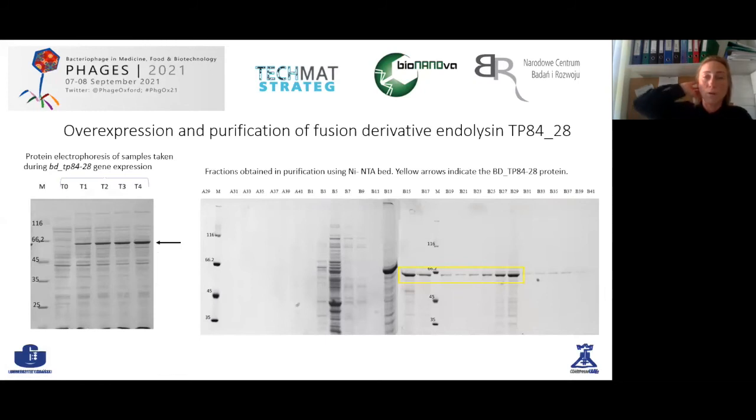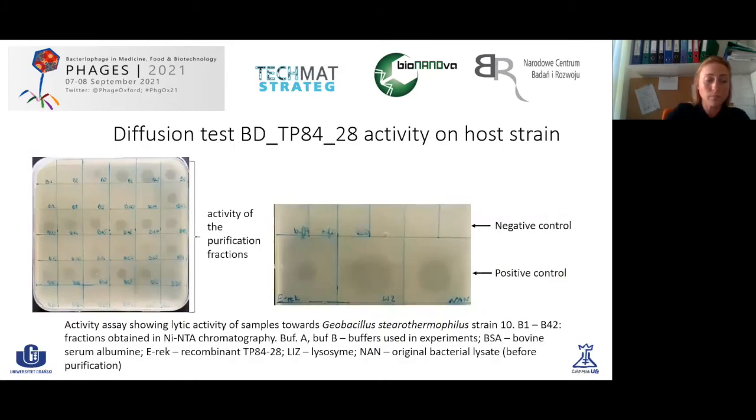After 4 hours of cultivation, cells were disrupted using an ultrasonic homogenizer, and the supernatant was purified on Ni-NTA affinity chromatography. The fusion protein was eluted in the range of 300 to 400 millimolar imidazole solution. We were able to purify the fusion protein to homogeneity while maintaining the enzyme activity.